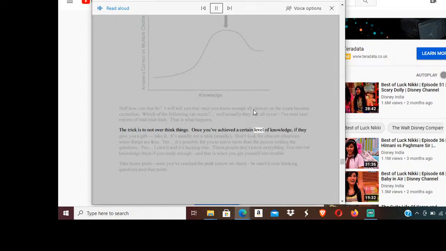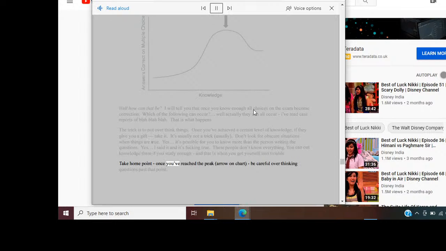Once you've achieved a certain level of knowledge, if they give you a gift, take it. It's usually not a trick, usually. Don't look for obscure situations when things are true. Yes, it's possible for you to know more than the person writing the questions. Yes, I said it and it's true. These people don't know everything. You can out-knowledge them if you study enough, and that is when you get yourself into trouble.